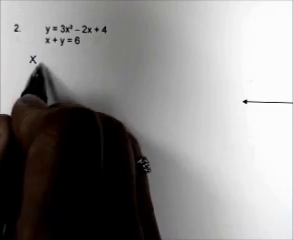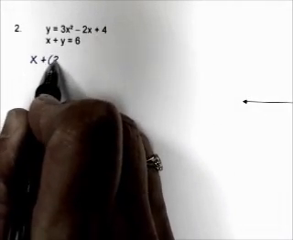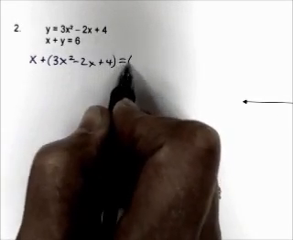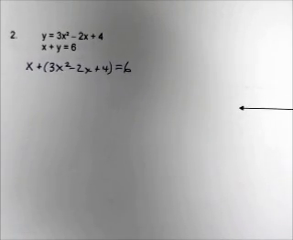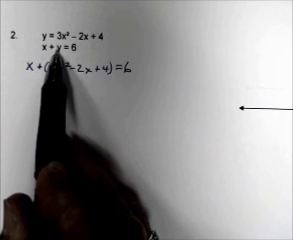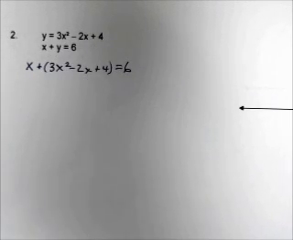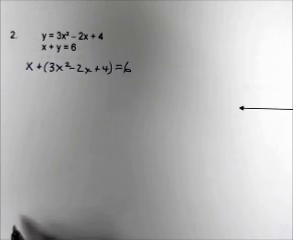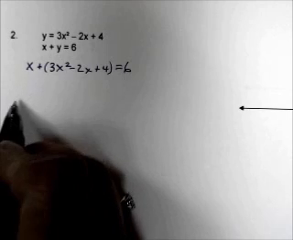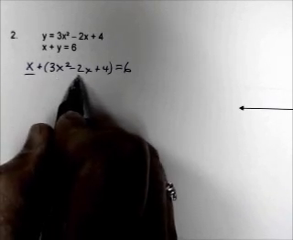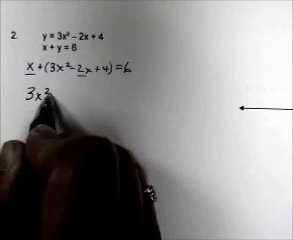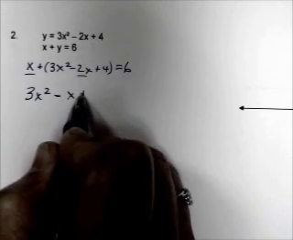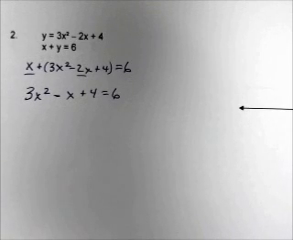So we would have x plus 3x squared minus 2x plus 4 equals 6. I simply took the linear, replacing the y with the three terms that y is equal to. Okay, there's a plus out in front, so that means I can just drop the parentheses and combine like terms. 3x squared, positive 1x and negative 2x is negative 1x, plus 4 equals 6.